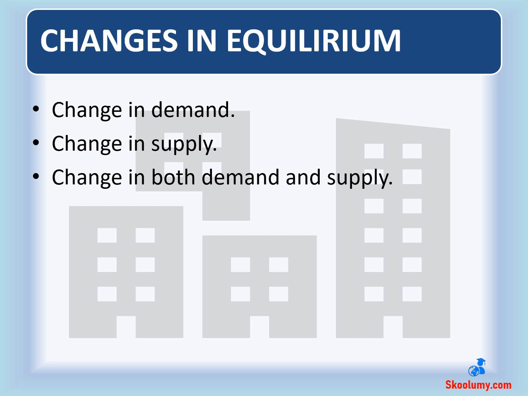The equilibrium is not static. It can change. Since demand and supply are the major factors determining the equilibrium, a change in either or both of them will result in a new equilibrium point, equilibrium price, and equilibrium quantity. Therefore, the factors that cause a change in equilibrium are change in demand, change in supply, and change in both demand and supply.